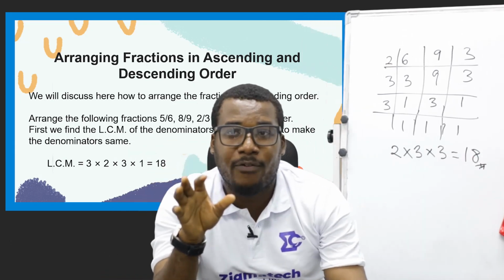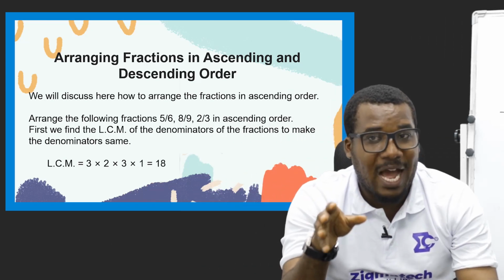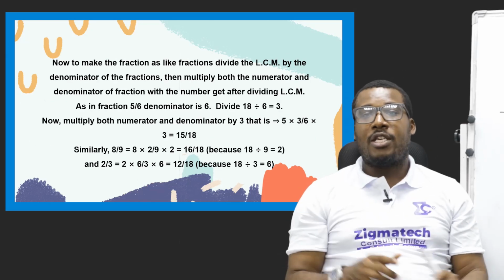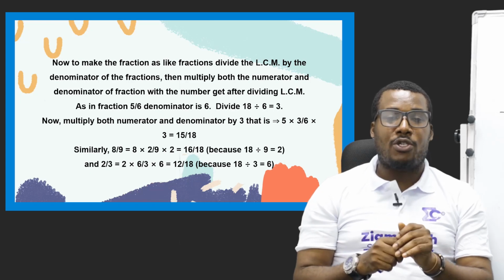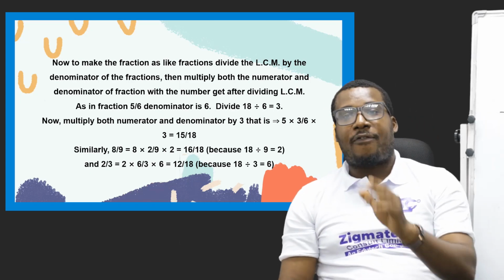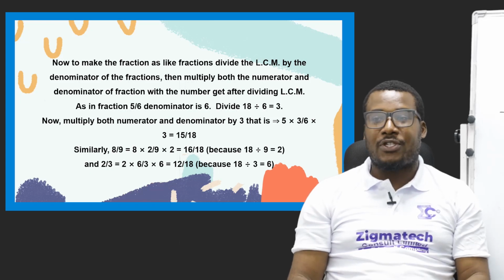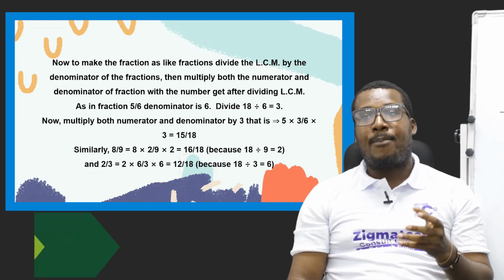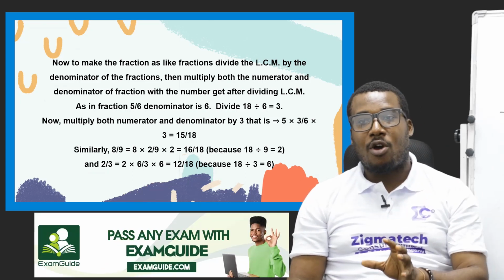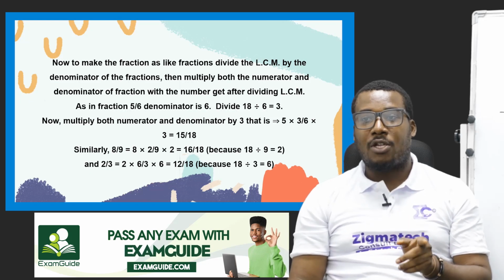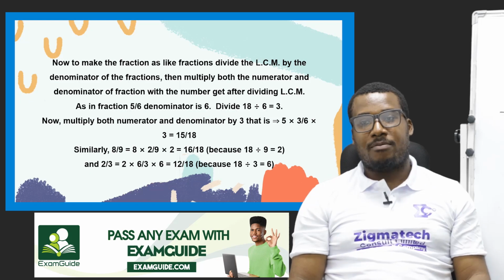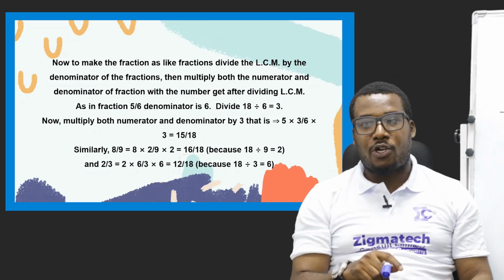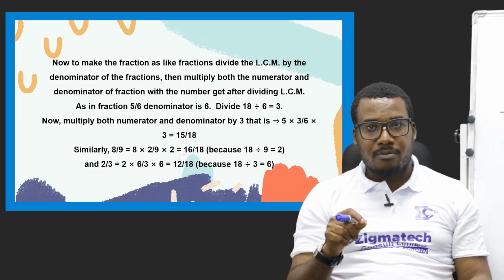But the revealing thing is what you're going to use the 18 for. That's where the lowest common multiple, the LCM method, comes into play. Now look at the screen and read it carefully. It says, to make the fractions like fractions, divide the LCM by the denominator of the fractions, then multiply both the numerator and the denominator of the fraction with the number gotten after dividing the LCM. What that means is, let's take it one after the other. Each fraction uses its denominator.